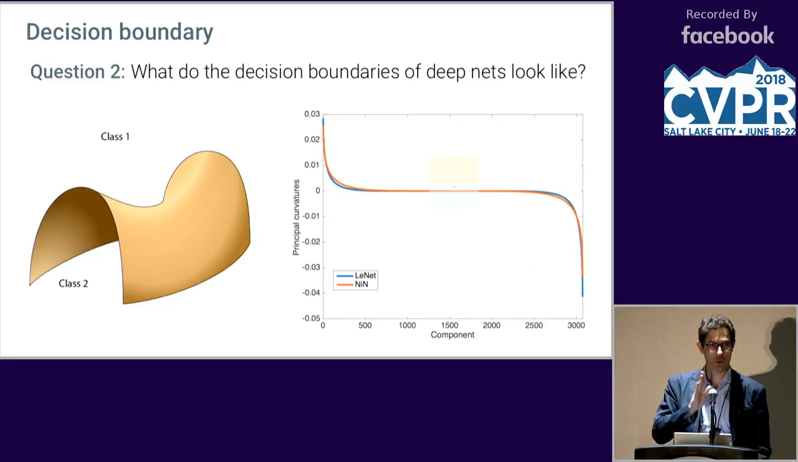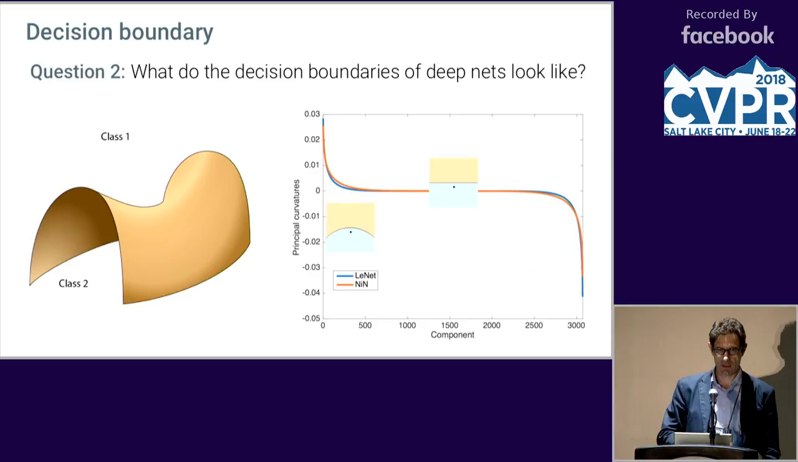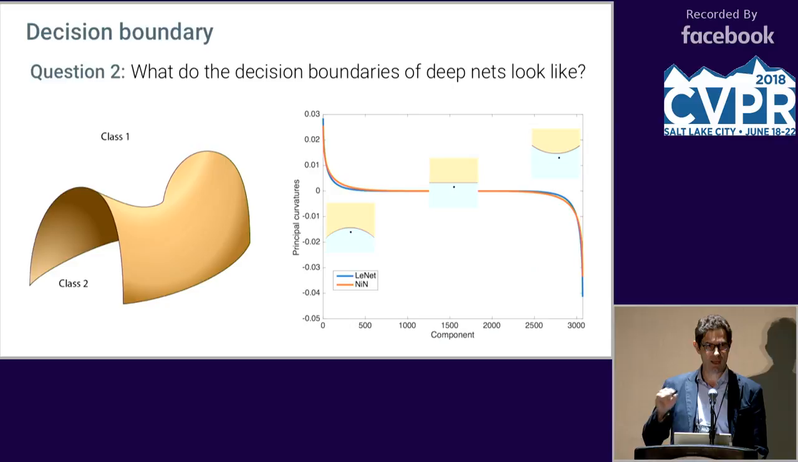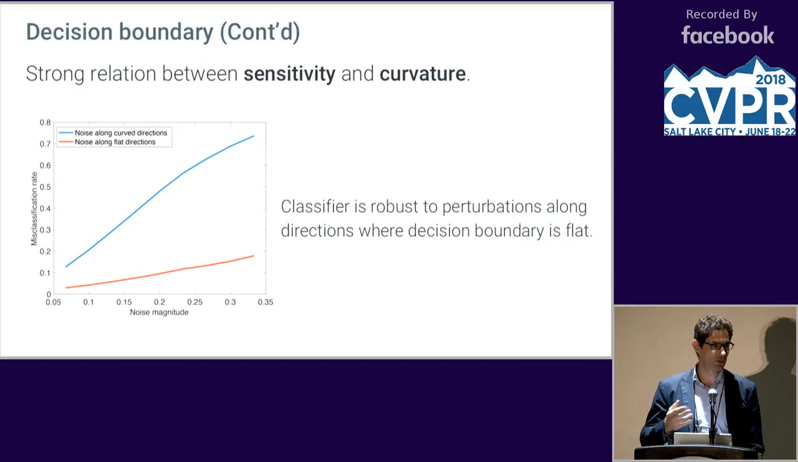Highly negative means that they are concave, and highly positive means they are convex. So the next question then is, why is this important? This is important because the shape of the decision boundary in the vicinity of data points correlates to the robustness of the classifier to perturbations in the images.